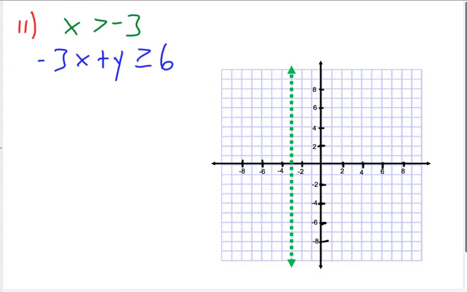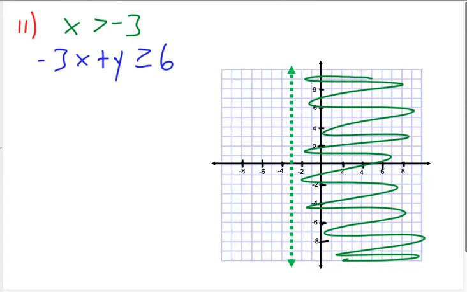And greater than means shading to the right because all x values that are greater than -3 are like 2 and 6 and so on. So we're going to shade this way. Now for the blue part, we first need to put it in slope-intercept form. So I'm going to add 3x to both sides, giving me 3x plus 6. Intercept at 6, slope of 3, that means up 3, right 1, or down 3, left 1.